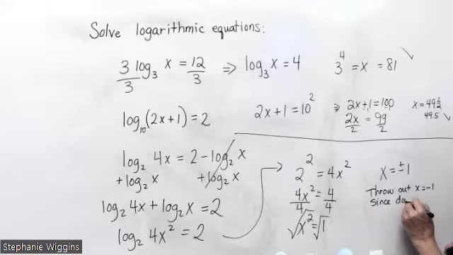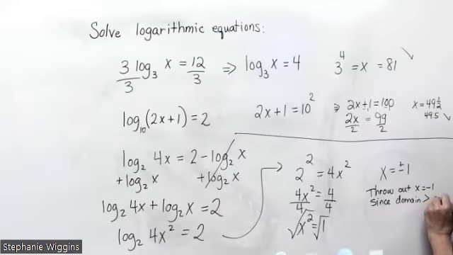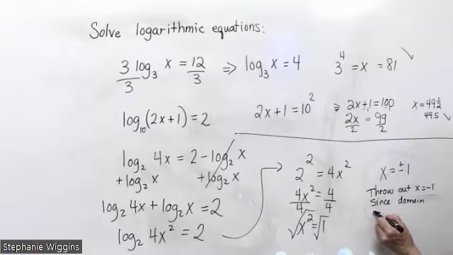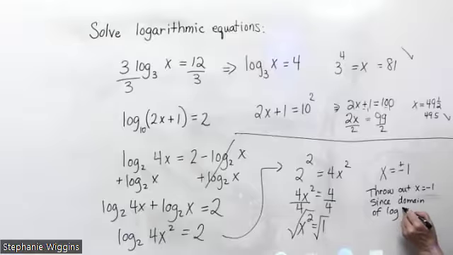since the domain is greater than 0. I should probably write that better. Since the domain of log of 4x and log of x, that's of course base 2, is all real numbers greater than 0. Okay? There we go. All right, so we throw out -1.